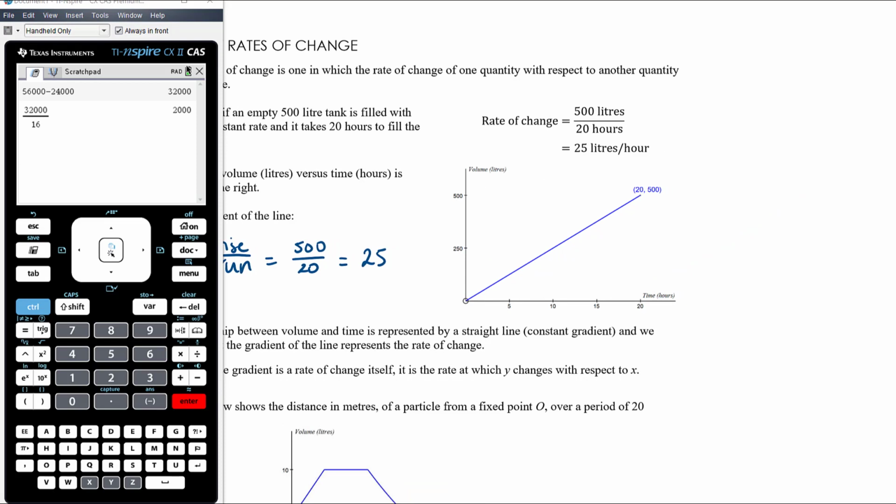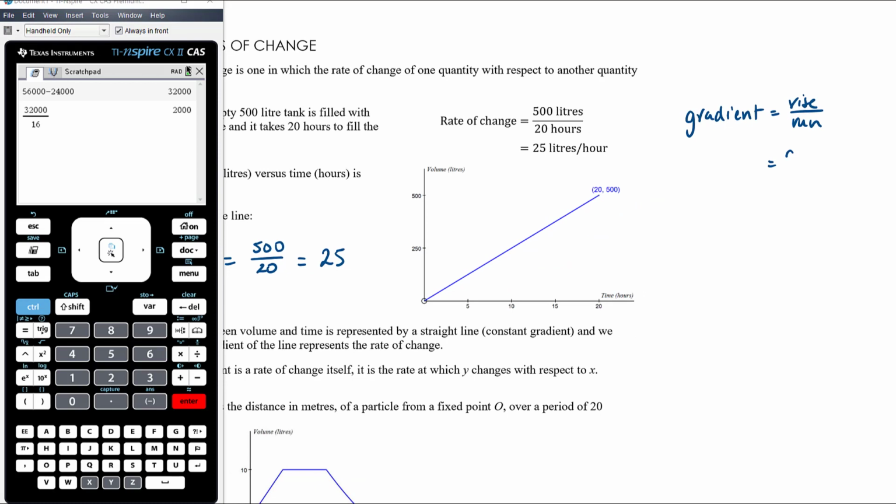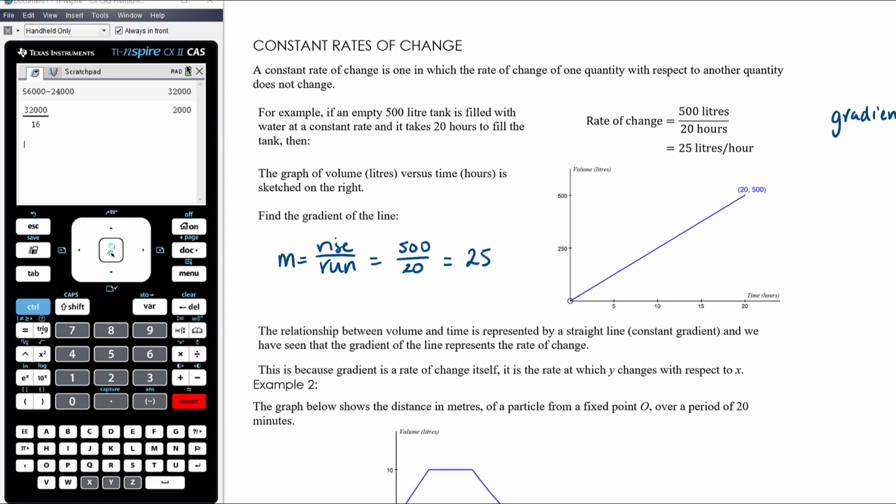Okay, so I wrote just before that the gradient, we colloquially talk about rise over run. The rise is change in y over change in x. That's what gradient is. Okay, so it's the rate of change of y with respect to x. That's exactly what gradient is.